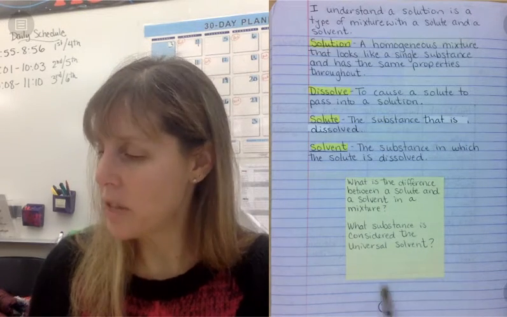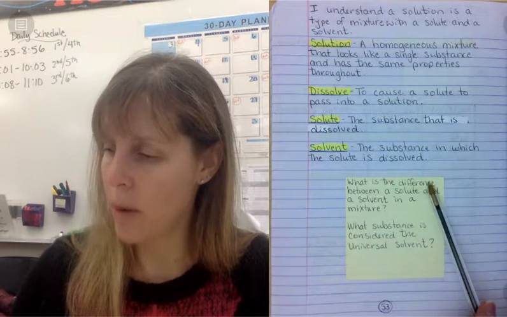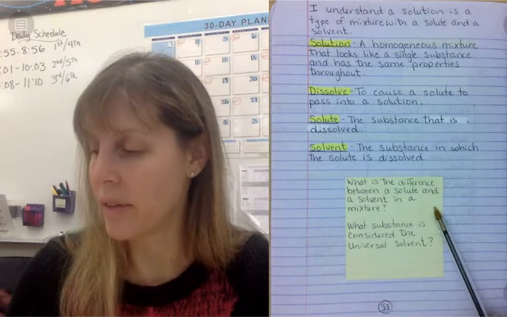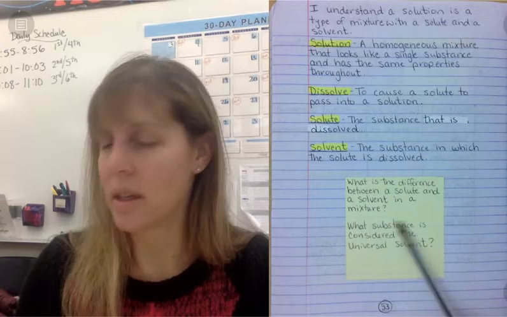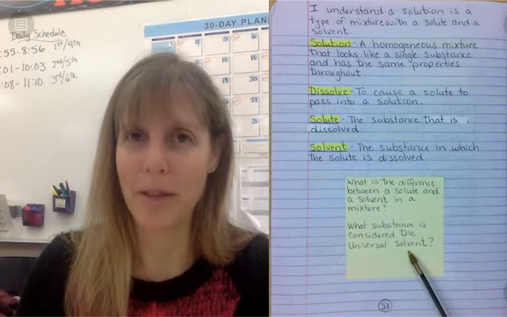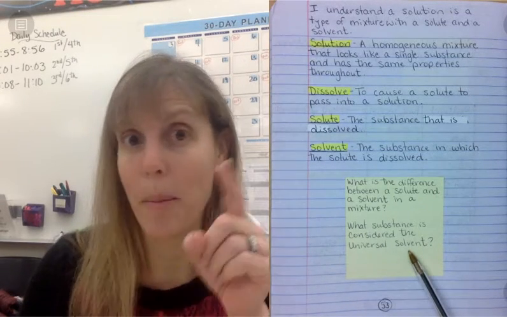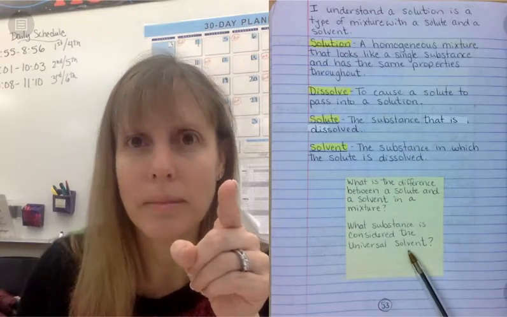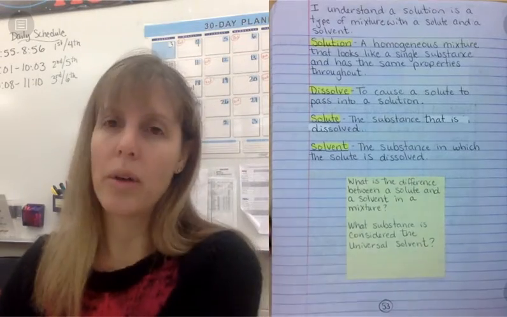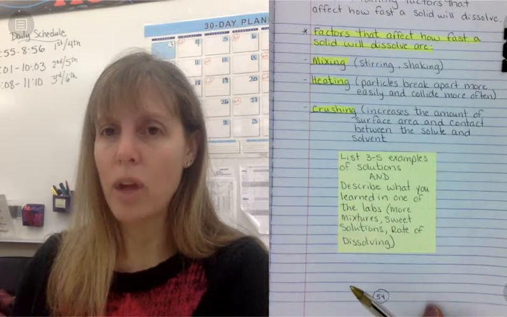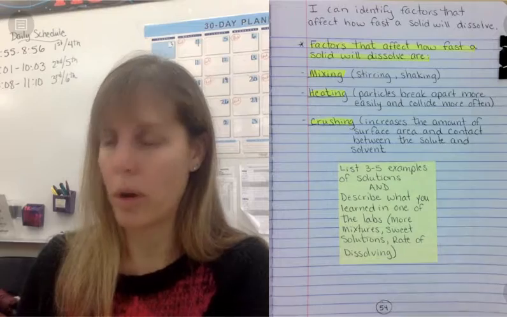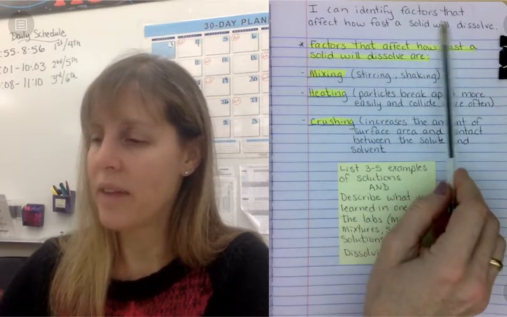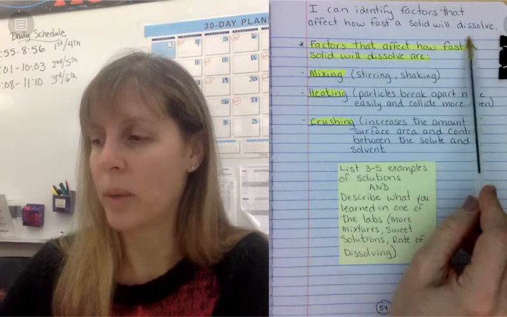So on notebook page 53 today, I'd like you to describe what is the difference between a solute and a solvent in a mixture. You're going to watch a couple of videos. And what substance is considered the universal solvent? I literally just told you, so I'm hoping you're watching the video. Pay attention. Today, we're also going to do notebook page 54. Notebook page 54 is short as far as notebook goes, but it says, I can identify factors that affect how fast a solid will dissolve.